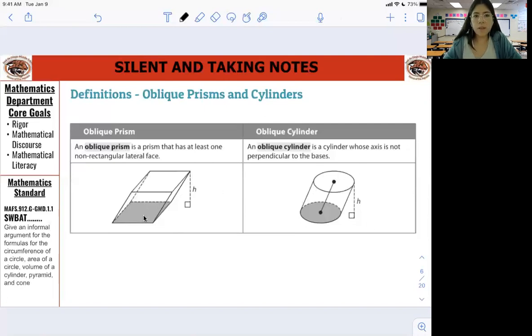Okay, so let's think about these situations. When you have an oblique prism or an oblique cylinder, what do you think is going to happen to the volume? What are some thoughts? What do you guys think is going to happen to the volume? Would it have the same formula for volume? Would it change maybe? What do you guys think?